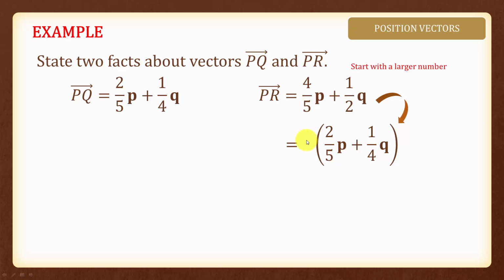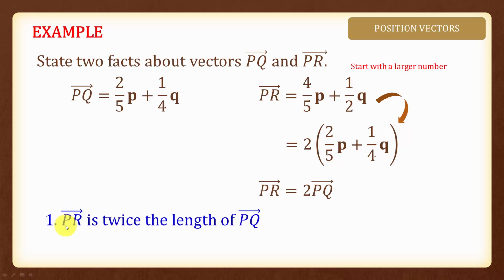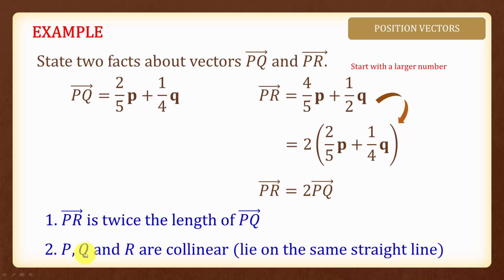Yes, we can multiply it with 2, as 2 times 2 over 5p will give us 4 over 5p. 2 times 1 over 4q will give us half q. And we will have vector PR is equal to 2 times vector PQ. So the first fact is that vector PR is twice the length of vector PQ. And since there's a common point here, the points P, Q, and R are collinear.